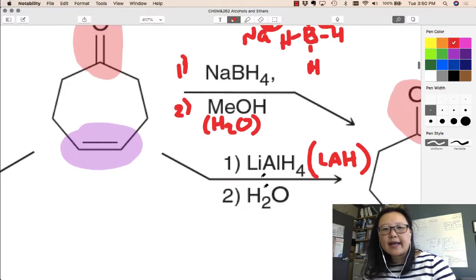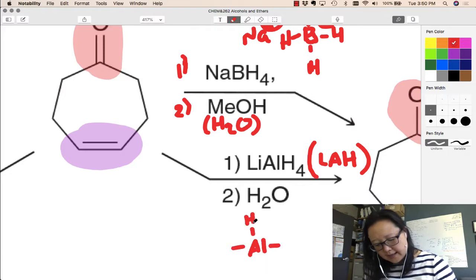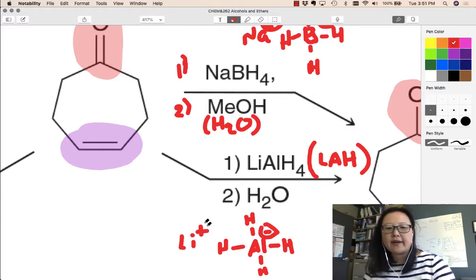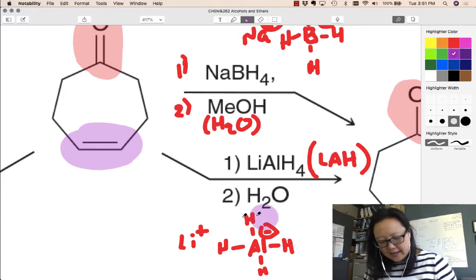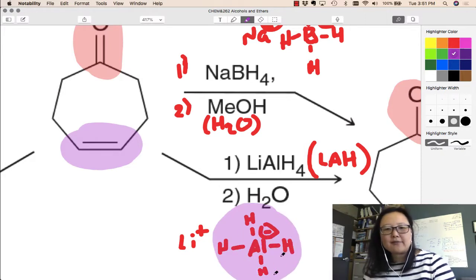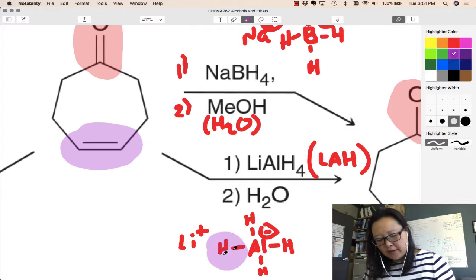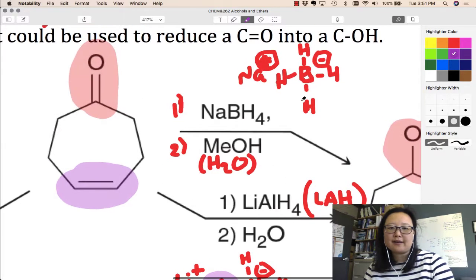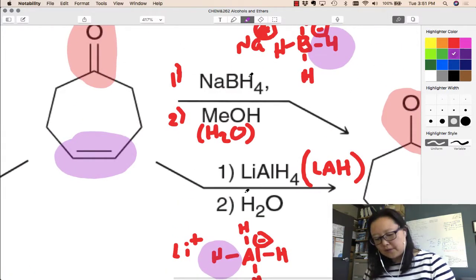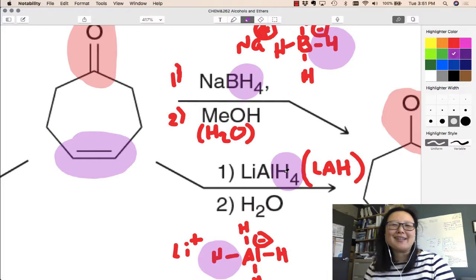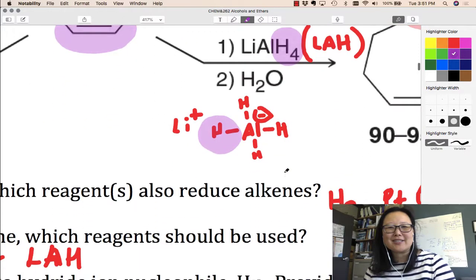LiAlH4 is similarly aluminum in the center, and aluminum is also in group 3, so when it has 4 hydrogens it's negatively charged. Lithium is positively charged, counter ion. Of course you know by now these counter ions we don't really care about, they float around in solution. It's really these groups that are important, and of those it's the hydrogens that are important. So what's really reactive are these hydrogens. There's 4 of them, but we only really need 1 of them to do the reduction here.